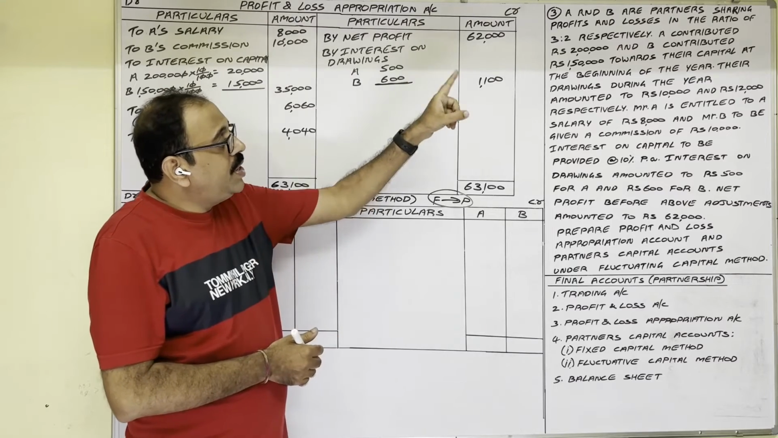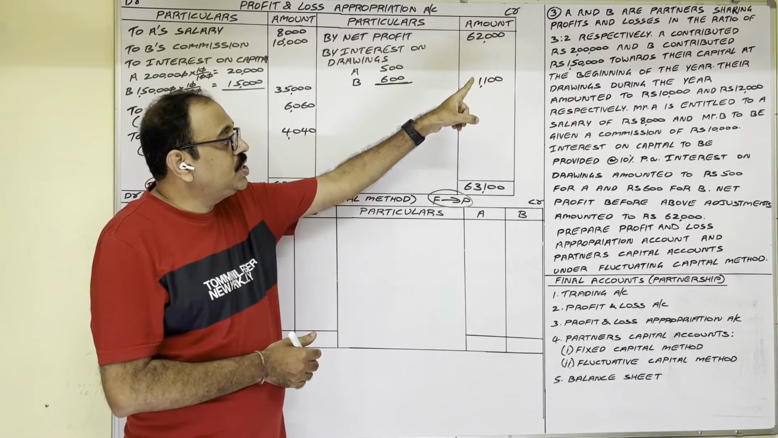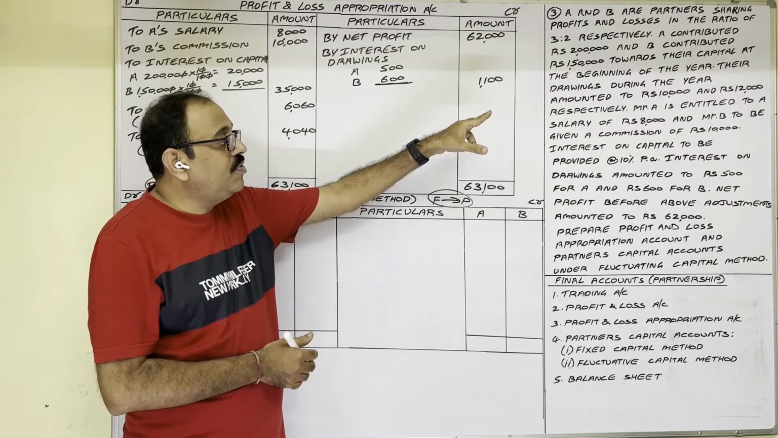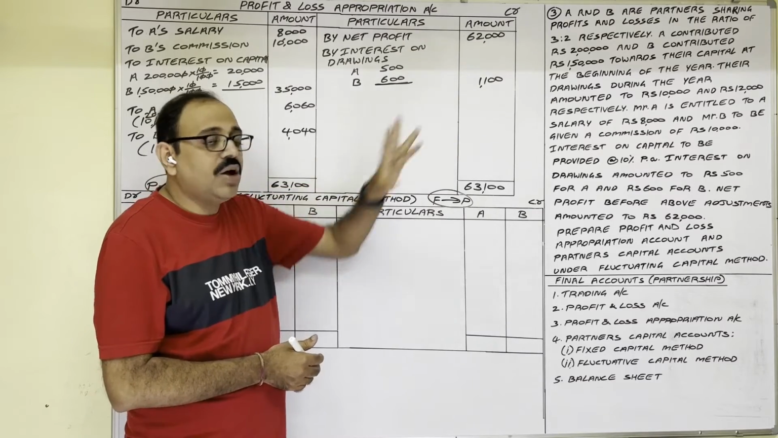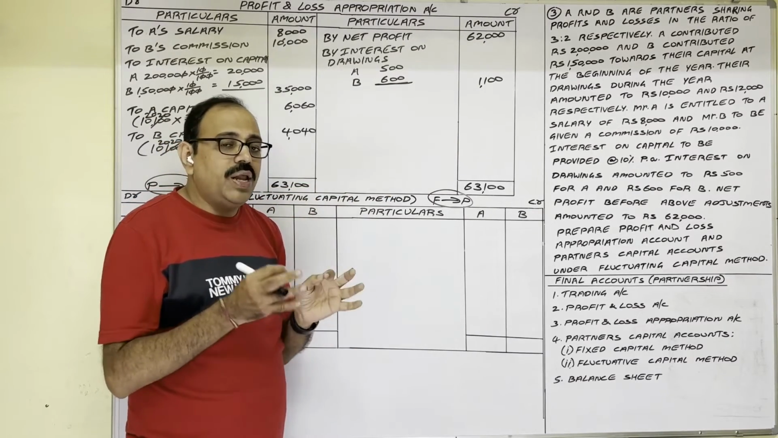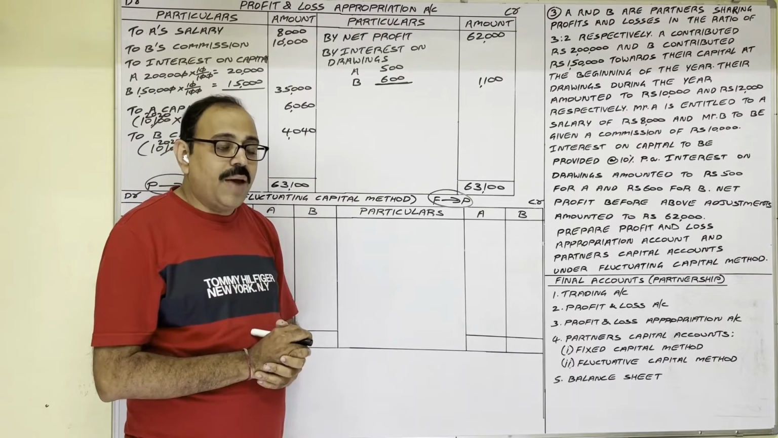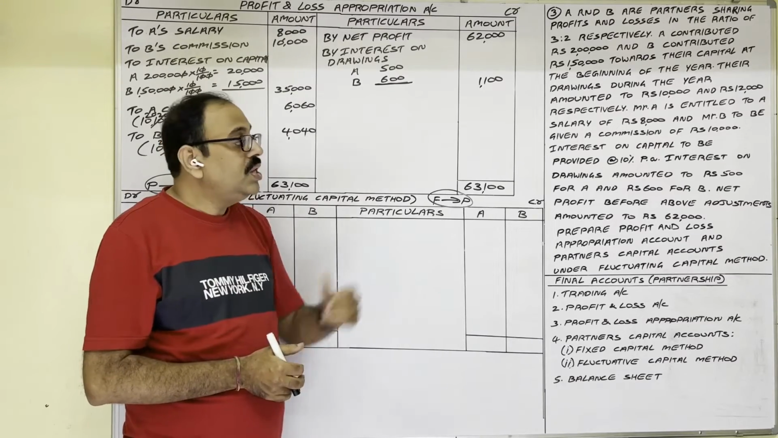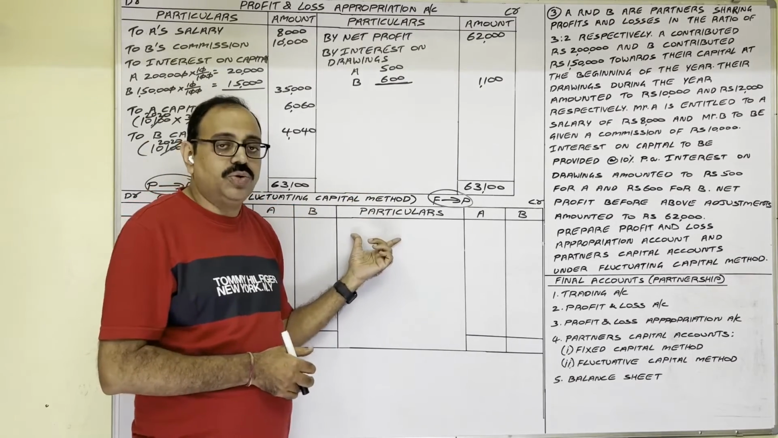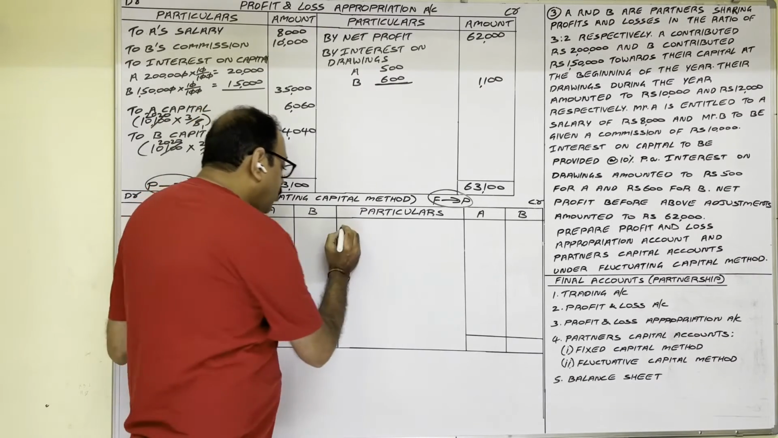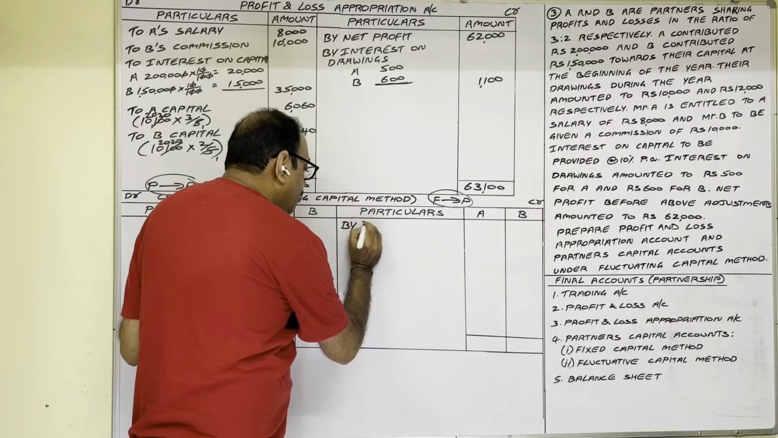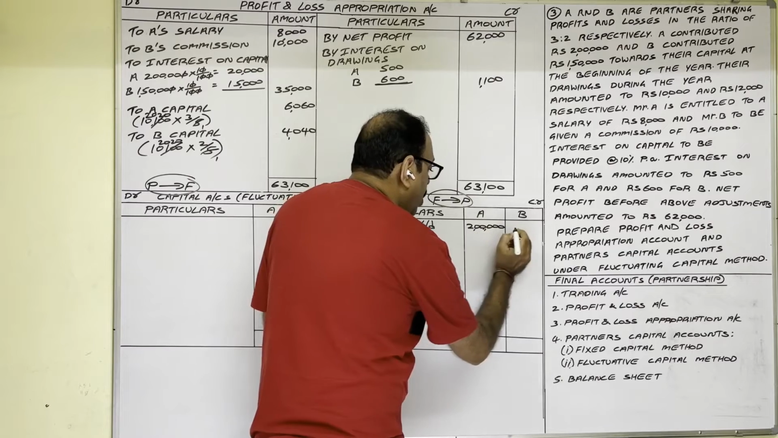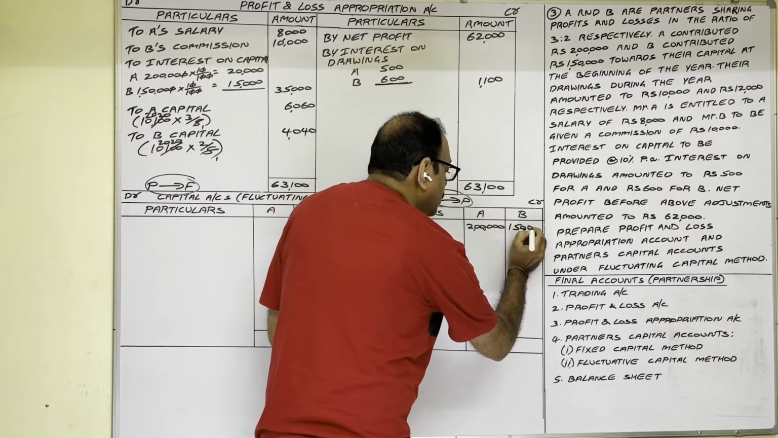See, A and B are partners sharing profits and losses in the ratio of 3:2 respectively. A contributed 2 lakh and B contributed 1,50,000 towards their capitals at the beginning of the year. These two are opening capital balances, no? So capital is a liability. Liability shows a credit balance. Therefore, these two opening balances, credit side we should write. For opening balances, what to write? By balance brought down. A brought 2 lakh rupees, B brought 1,50,000 rupees.